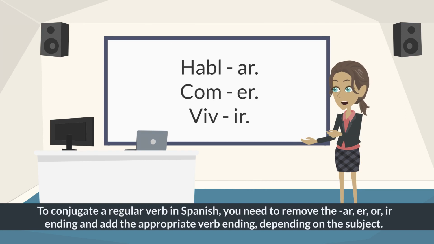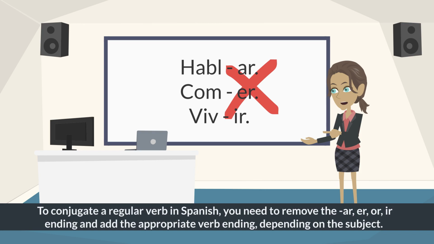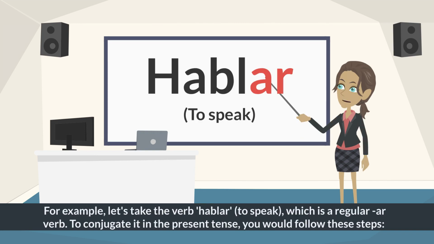To conjugate a regular verb in Spanish, you need to remove the AR, ER, or IR ending and add the appropriate verb ending, depending on the subject. For example, let's take the verb hablar, to speak, which is a regular AR verb. To conjugate it in the present tense, you would follow these steps.